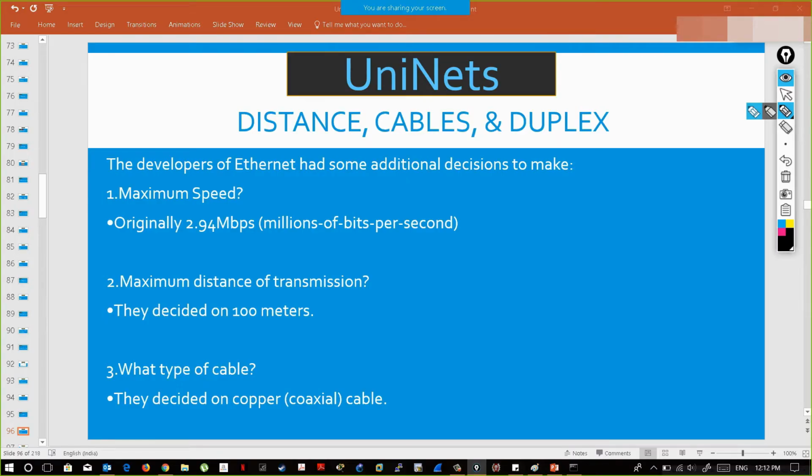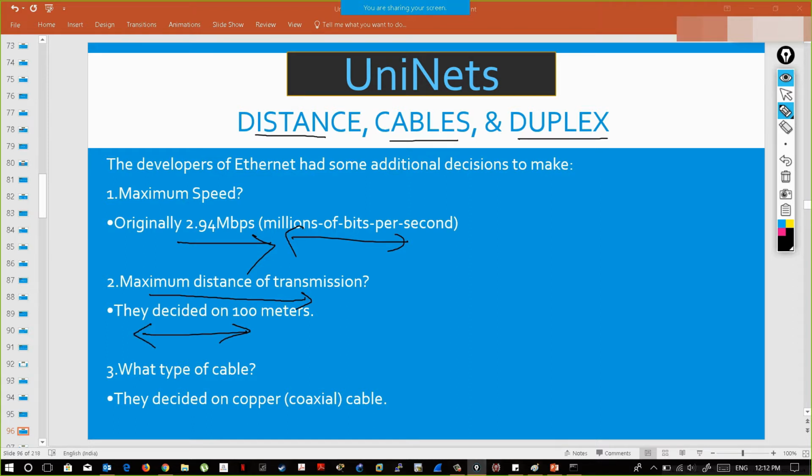So, cabling. Basically we have types based on distance, based on cables, and based on duplex, right? The developers of Ethernet had some additional decisions to make. That is, the maximum speed originally would be 2.94 Mbps, some millions of bits per second, right? And the maximum distance of transmission would be only 100 meters.